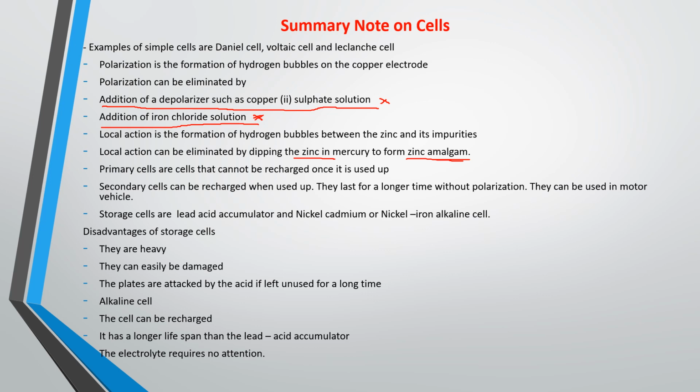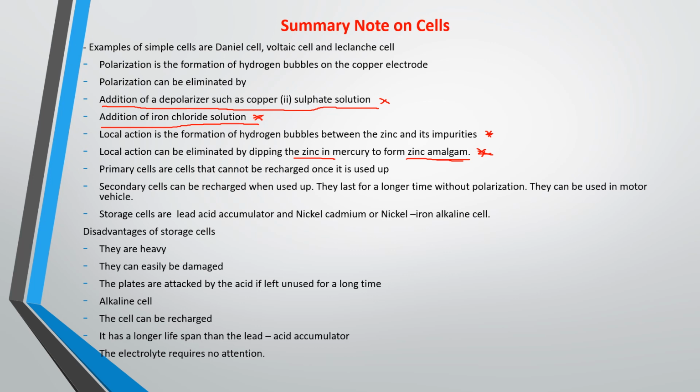Please take note of this information, because these are questions that you can be asked in objectives. It can even be a theory question: you can be asked to define local action and how it can be removed from a cell. You remove local action by amalgamation. Or you may be asked, the process by which local action is removed from a cell is called what? It is amalgamation. These are typical JAMB questions, and you can also be asked what is used to remove polarization, or what a depolarizer is. That is why I decided to bring them up as a summary.